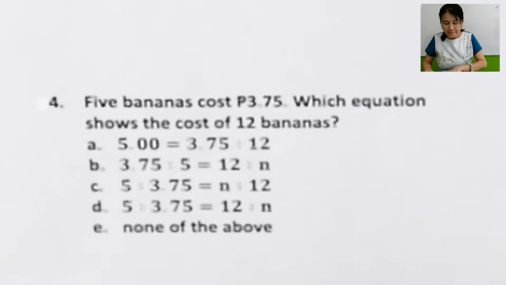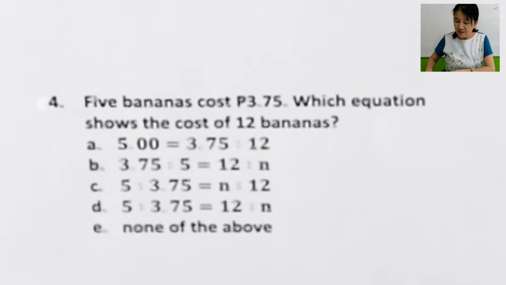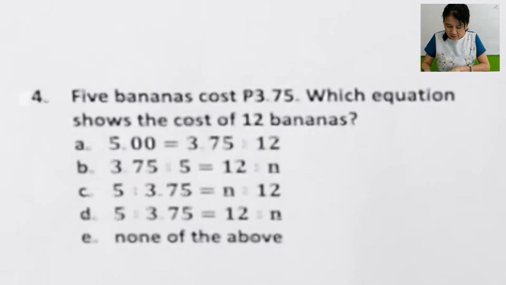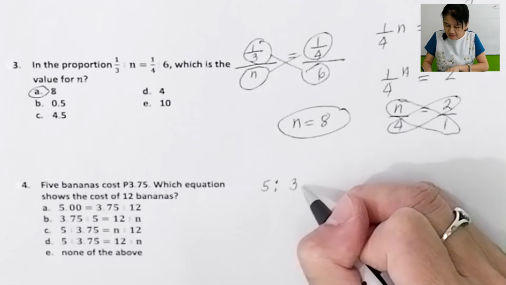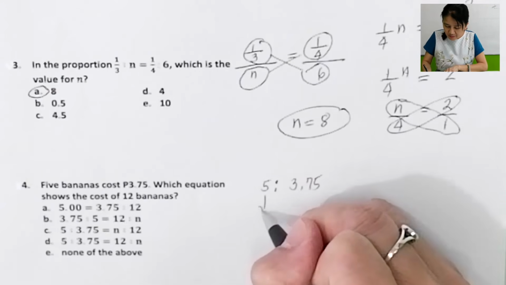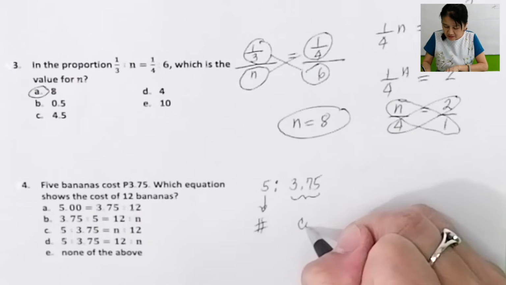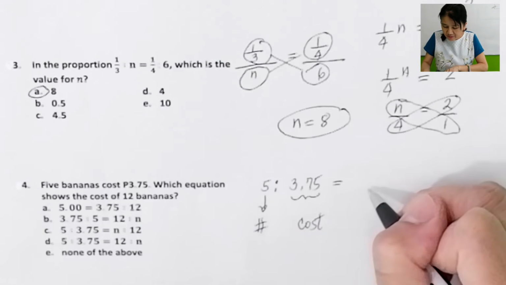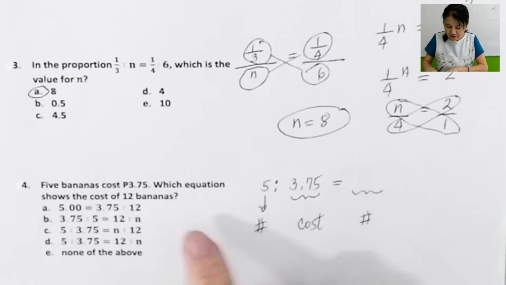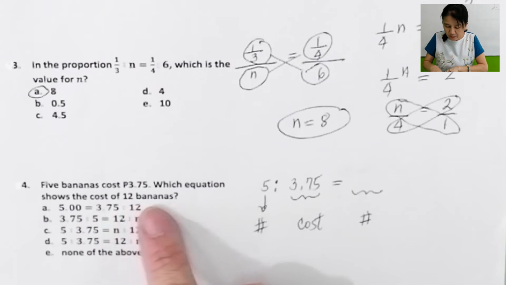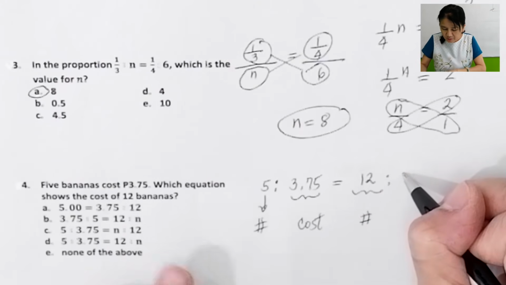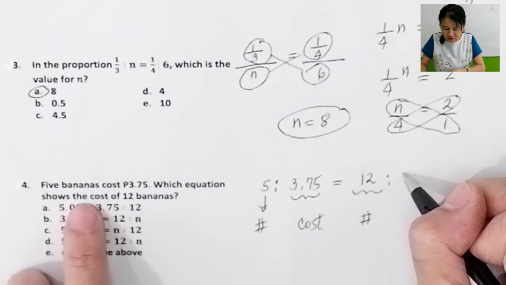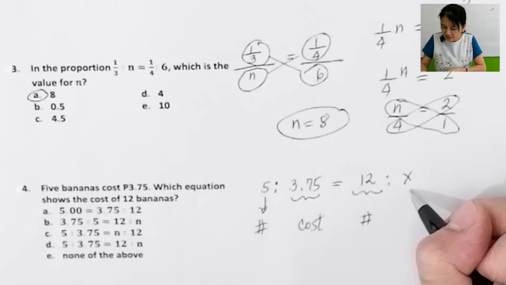This is letter A. Problem number 4. 5 bananas cost 3 pesos and 75 centavos. Which equation shows the cost of 12 bananas? So this is the number of bananas, this is the cost. So you also have to have here the number of bananas. So you write here 12, which is the number of bananas, is to cost. So this is x, the cost.